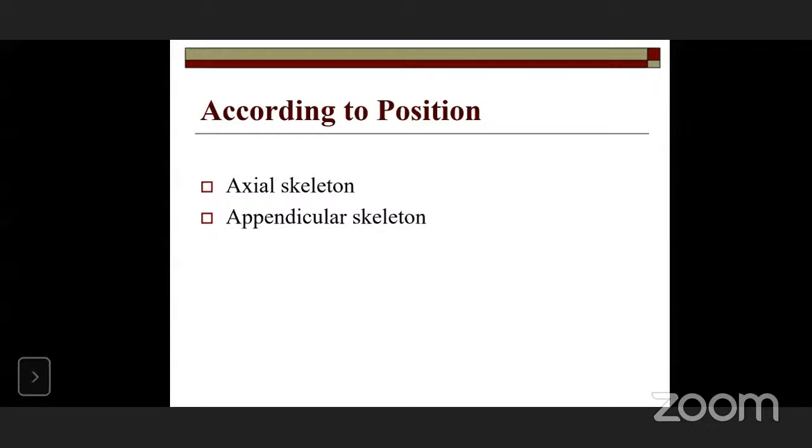The first is according to the position. According to the position, there is the axial skeleton, which forms the central axis of the body, and the appendicular skeleton, which, as you know, consists of the limb bones.